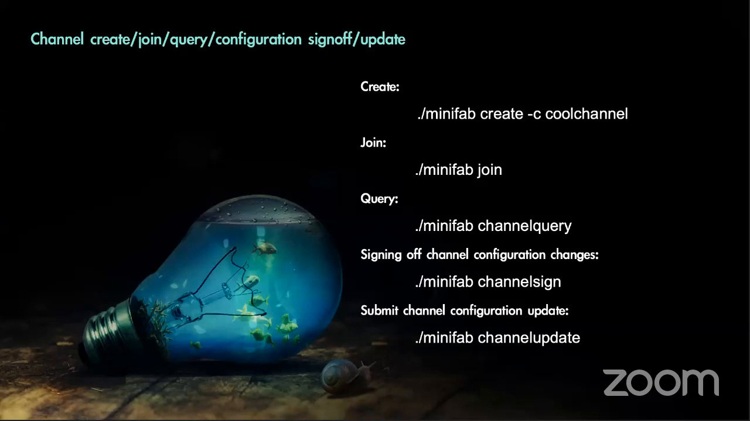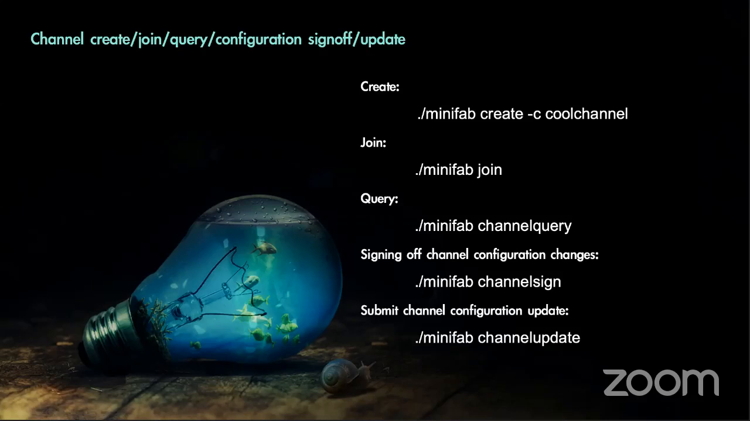So to create a channel, it's really, really easy in Minifabric. All you have to do is say Minifab create and give a channel name. In this case, the name is called a cool channel. Once the channel is created, there's nothing in the channel, right? There's no peer. So you have to join the peers into the channel, then you can do the transactions, right?